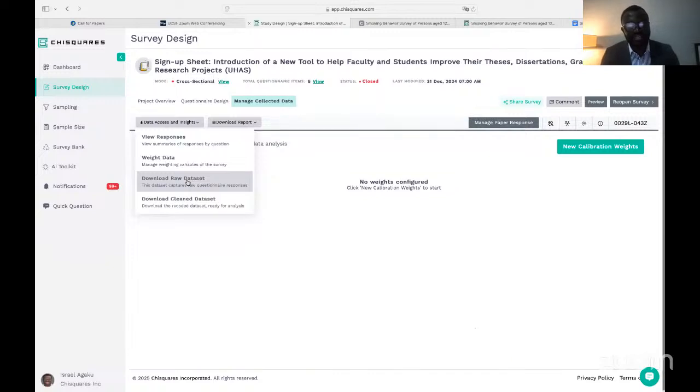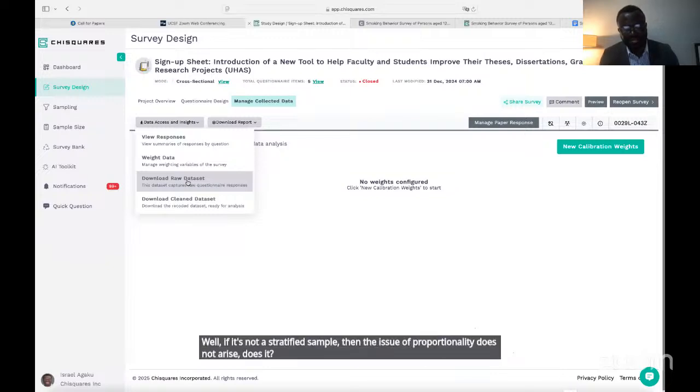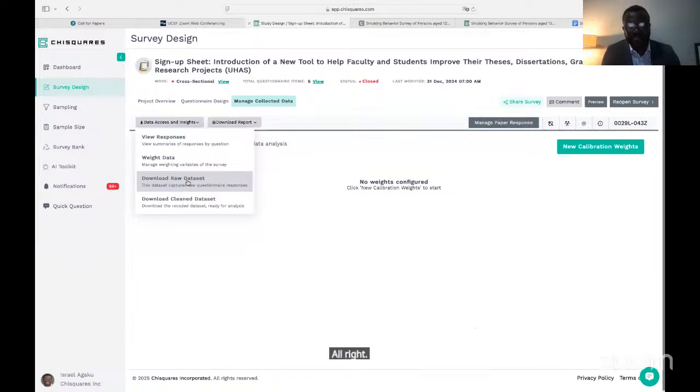Well, if it's not a stratified sample, then the issue of proportionality does not arise, does it? The issue of proportionality arises when we're talking about strata. So if we're not talking about strata, then that is a moot point already.